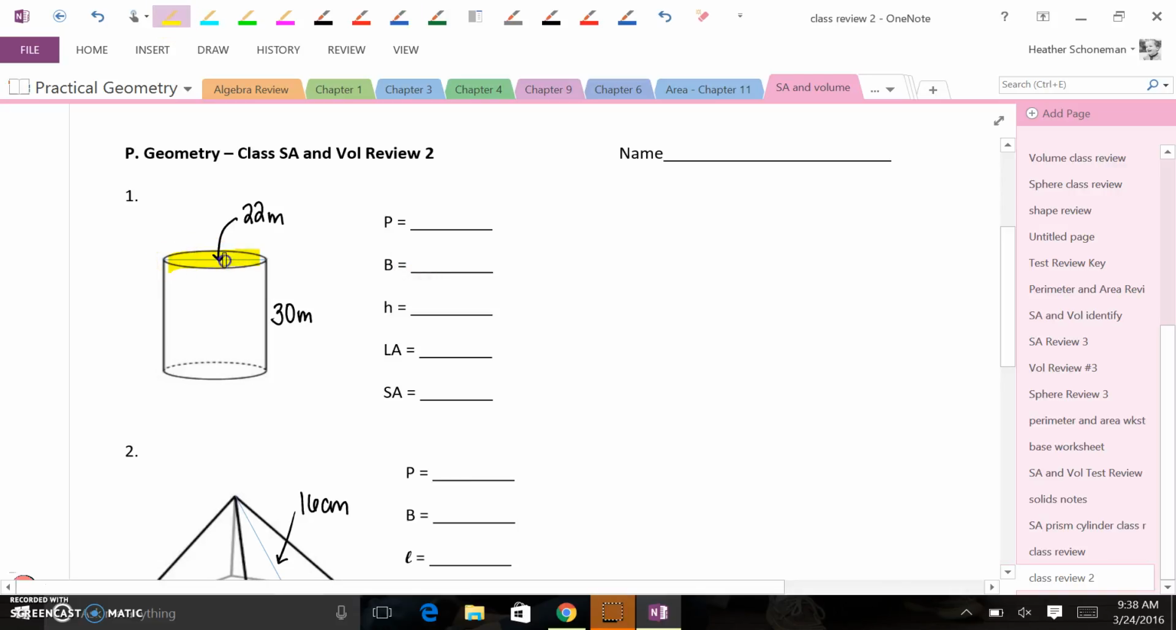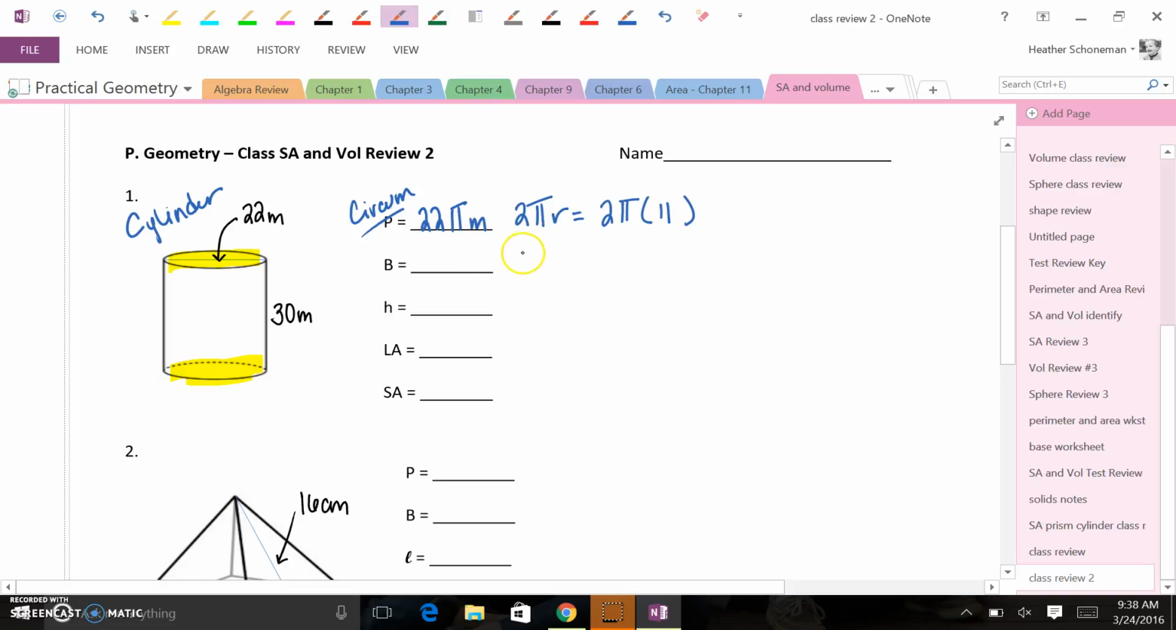On the first picture, I'm going to shade two bases and they're both circles. So that tells us that this shape is a cylinder. The first thing it's asking us for is the perimeter. Capital P stands for the perimeter of one base, but we can't find perimeter of a circle, so instead we find circumference. So circumference of a circle is 2 pi times the radius. So that'd be 2 pi times, well, it looks like I gave you the diameter of 22, so the radius would be 11. So the circumference is 22 pi meters.